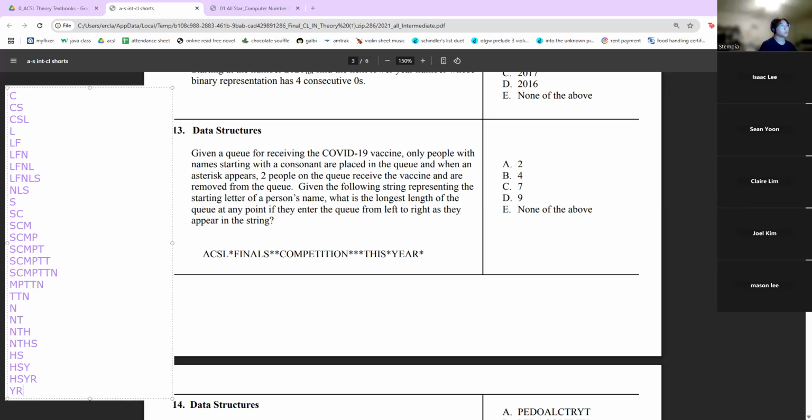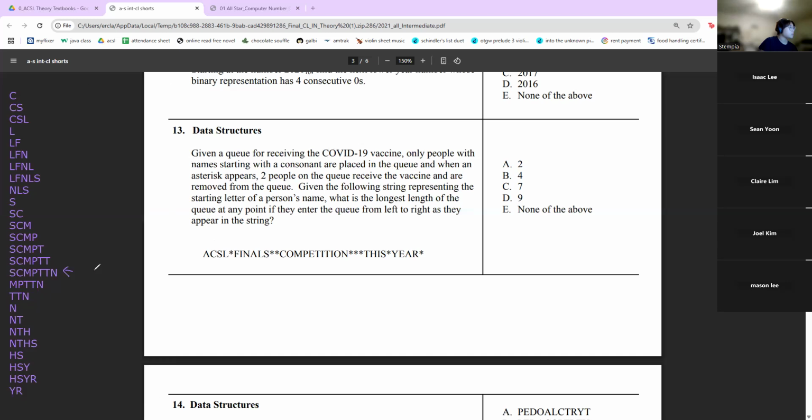And then if this is what the queue looks like at every single point in time, the question asks what is the longest length of the queue at any point. That is going to be right here at SCMPTTN, which has a length of 7. That is going to be our answer.